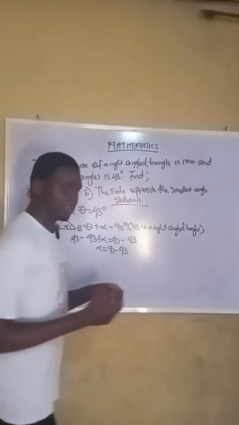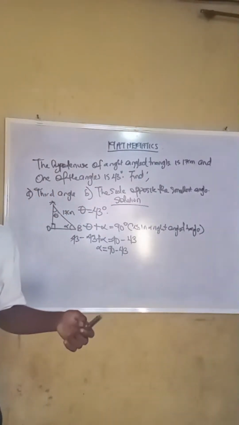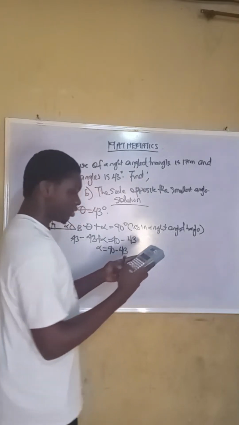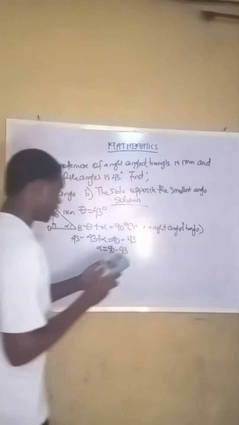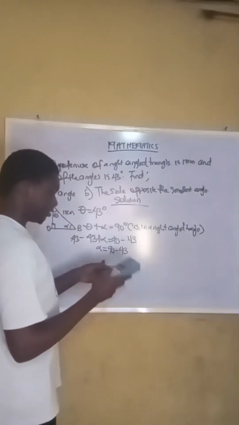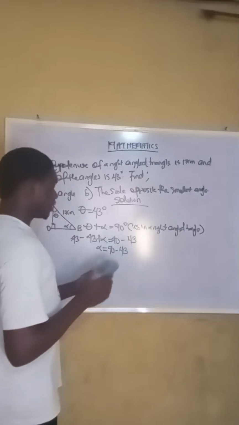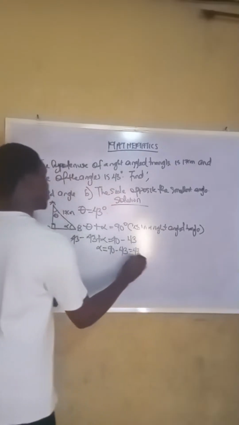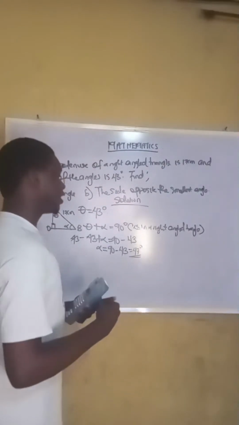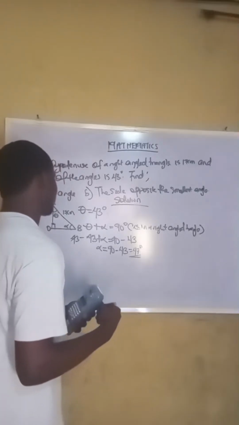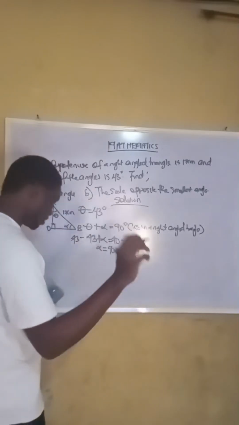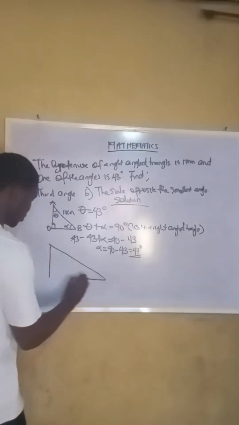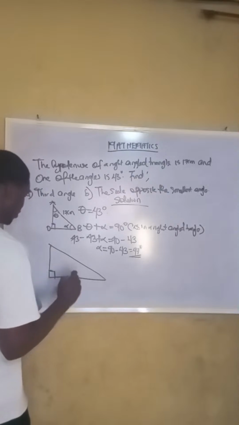Now 90 minus 43, let us use our calculators just for clarity's sake. 90 minus 43 is 47 degrees. So I've calculated the third angle now, 47 degrees. Pay attention, the resulting diagram will be something like this.